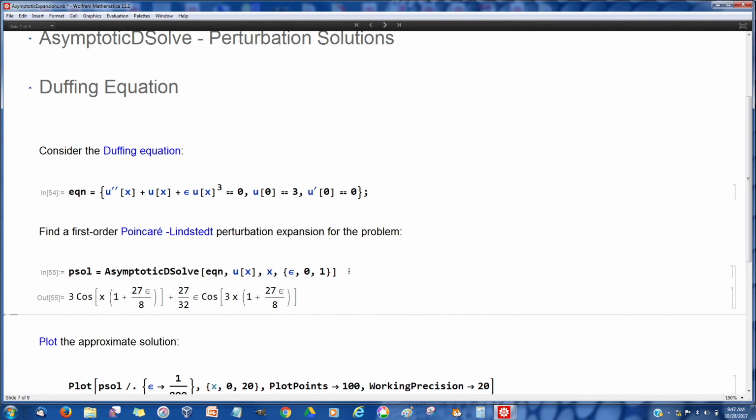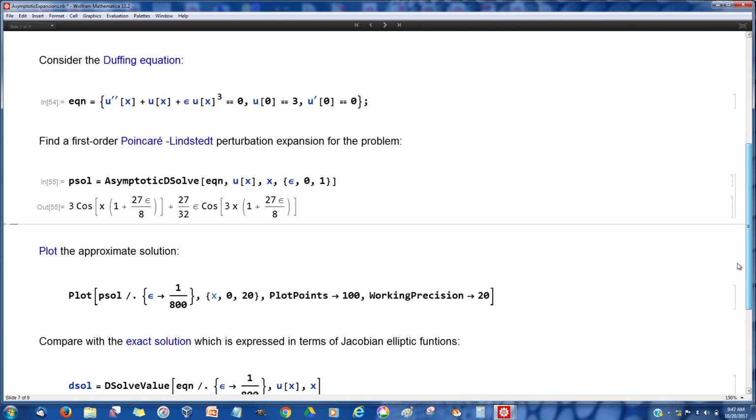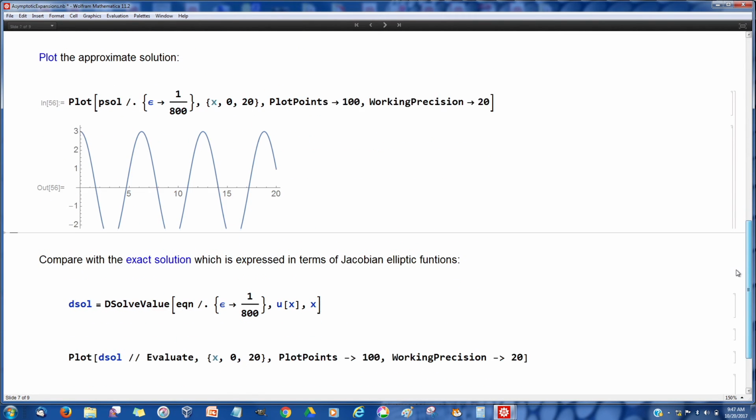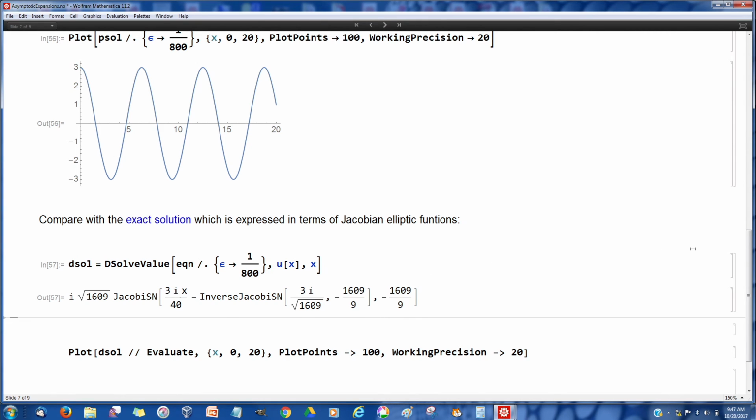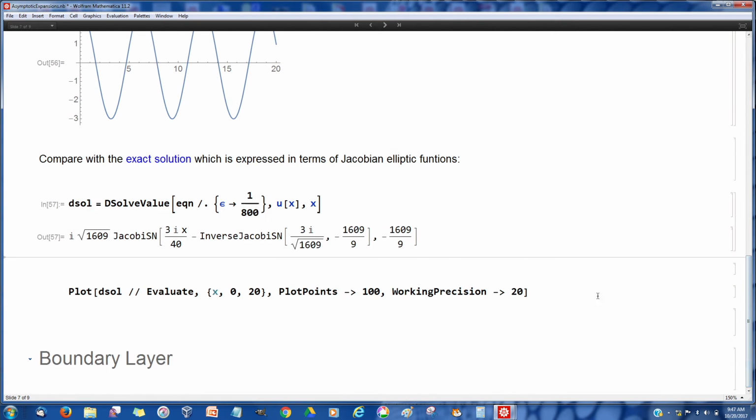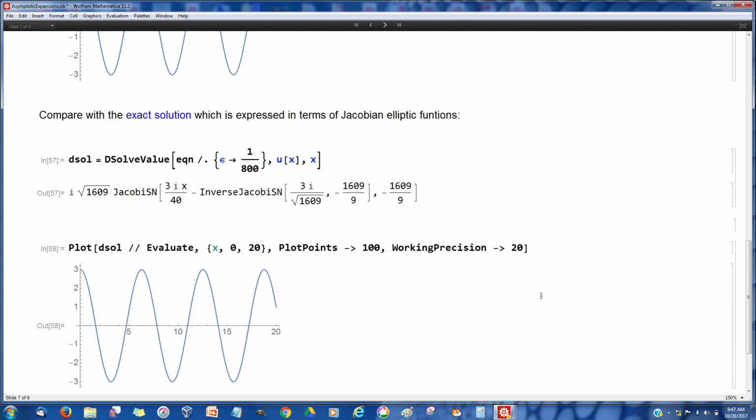Notice how simple it is. It's just got two terms in it, a cosine term and a sine term, whatever, and then epsilon times something else. But that is good enough to capture the solution to a pretty good extent, because if I now compare with the exact solution from D-solve, which took a lot of work to get done, it's got Jacobian elliptic functions in it. That's a mess, and still gives you roughly the same answer. I will see in just a minute. Okay, there you go. So two terms of perturbation is good enough to match your elliptic function solution.